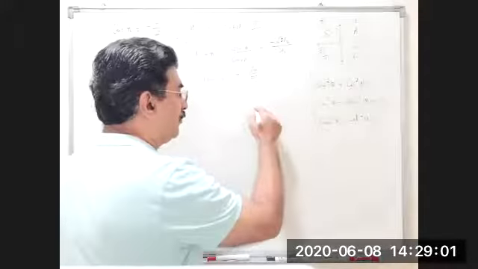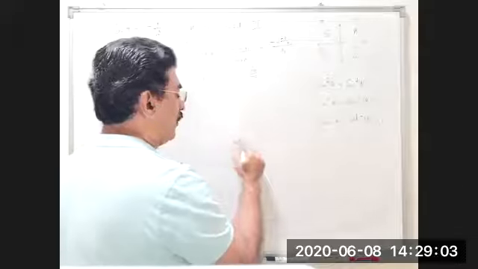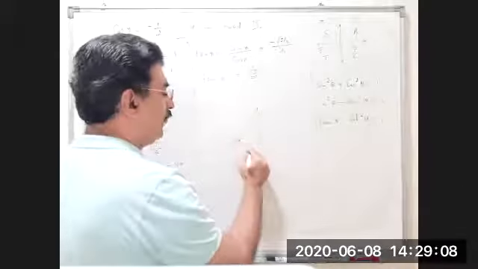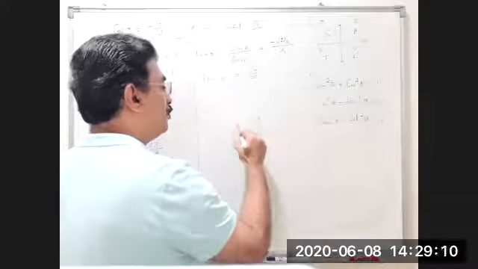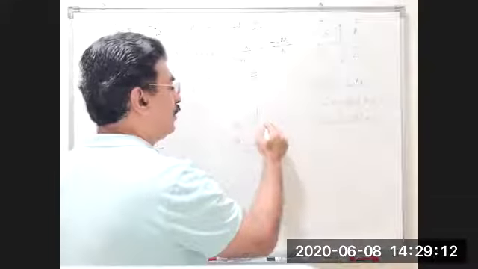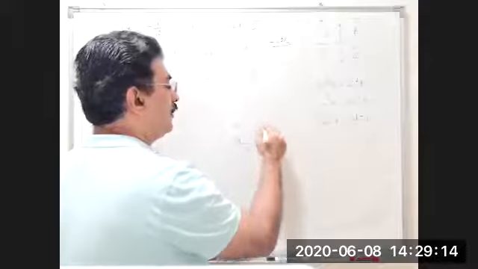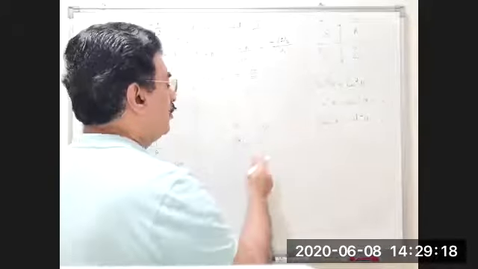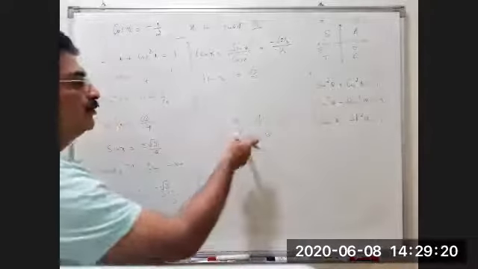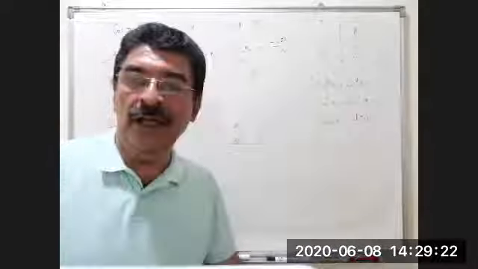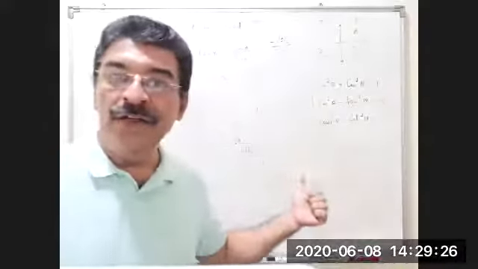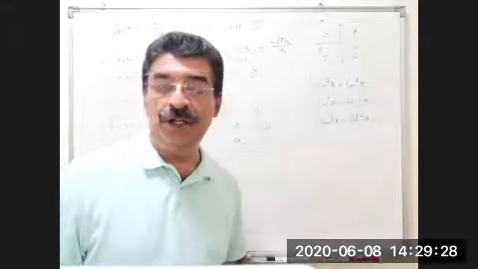What will it be? Cos x is 1 by 2, so take the adjacent side as 1k, the hypotenuse as 2k, and the remaining side will be root 3k. Then we can get sine as root 3 by 2. Everything we can get. But why do we avoid this one? This one is for trigonometric ratios.